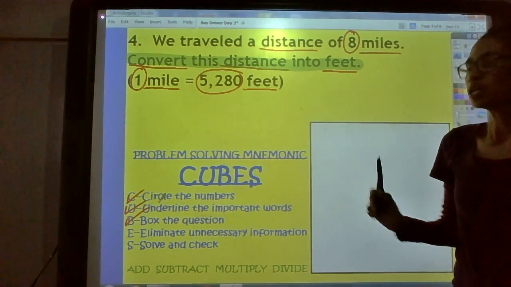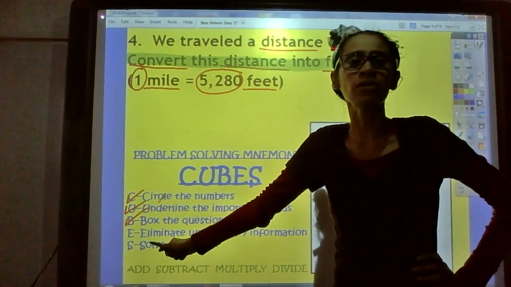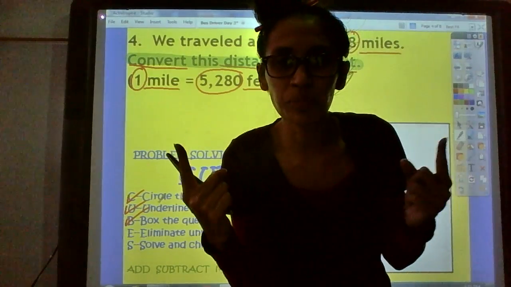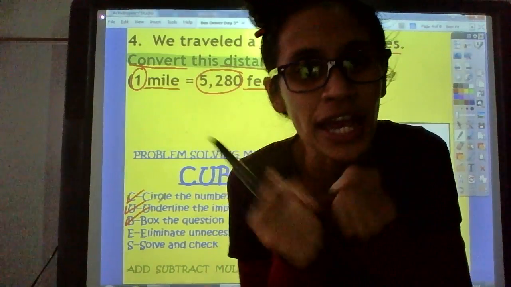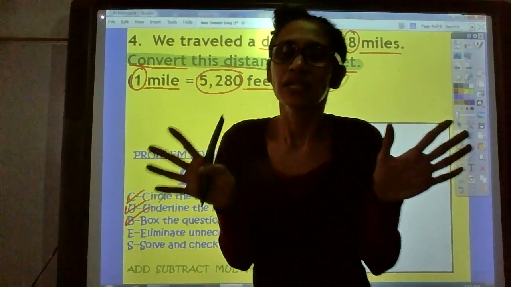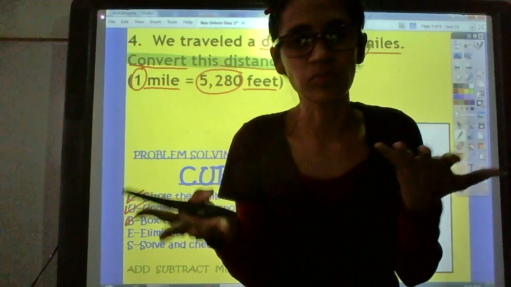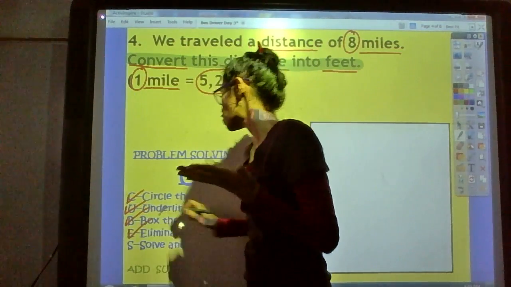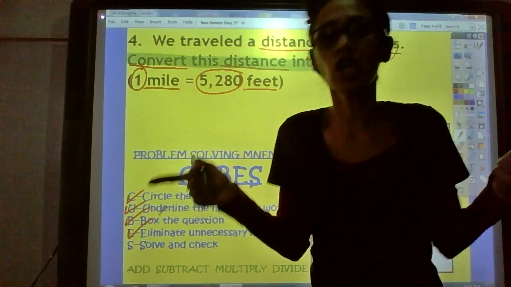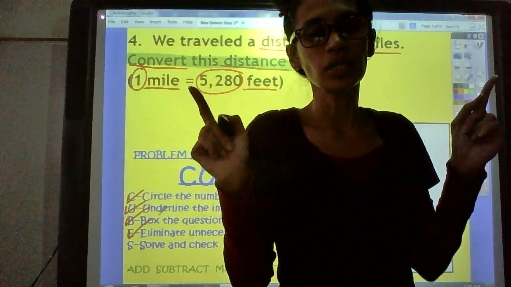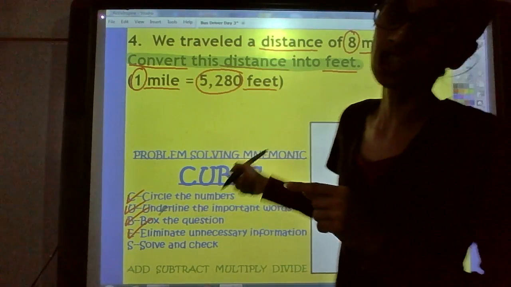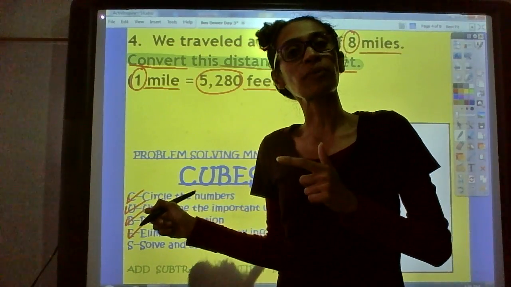The next step is to eliminate unnecessary information. Is there anything in the problem trying to trick you? No, you can't be tricked anyway because you're so smart. So we're done with that. And the last step in our CUBES clues is to solve and check.